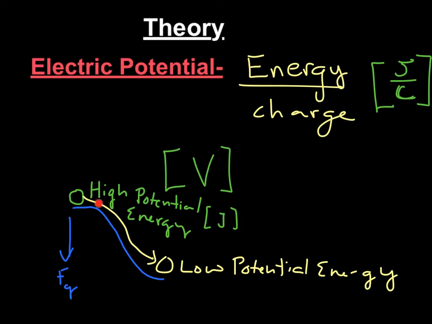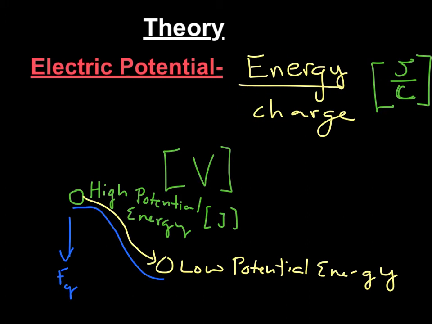Now, key note, potential energy is in joules. Electric potential is energy per charge. It's not silly, it's a distinction that can really cause some problems. So potential is energy per charge.